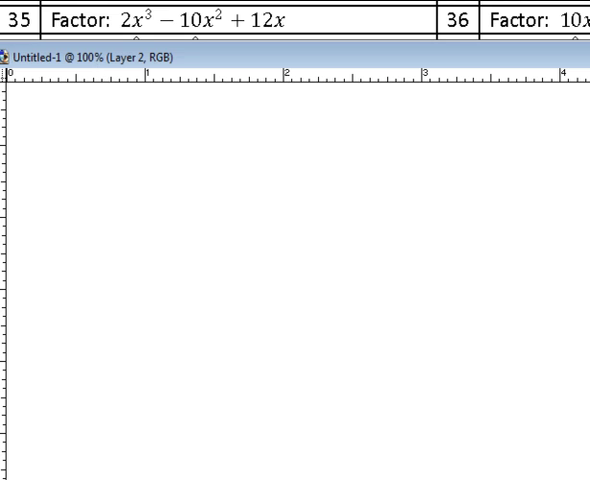Number 35, again, we have a polynomial. It's not a quadratic at this point. We have to factor out a common factor. Okay, always look for a common factor first. So this one does have a common factor. In the coefficients, we have a common factor of 2. And we also have a common factor of x. So we're going to pull out 2x from our polynomial.